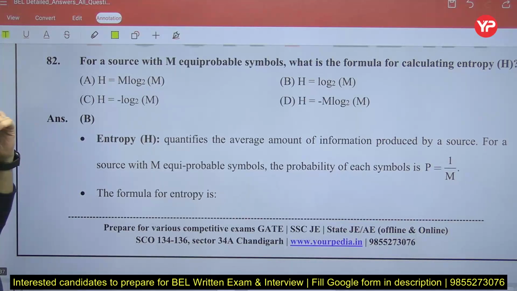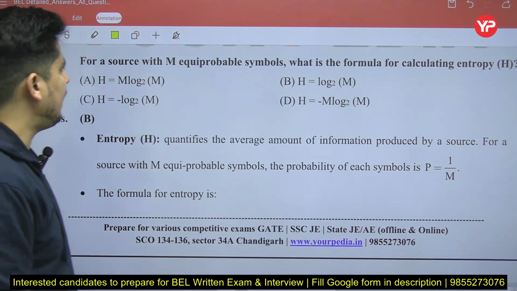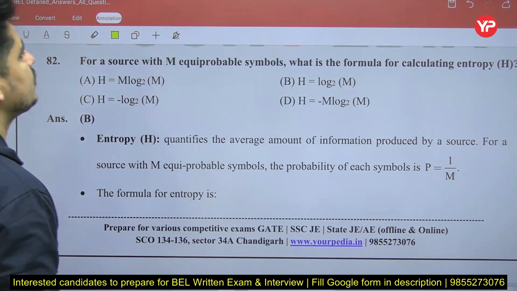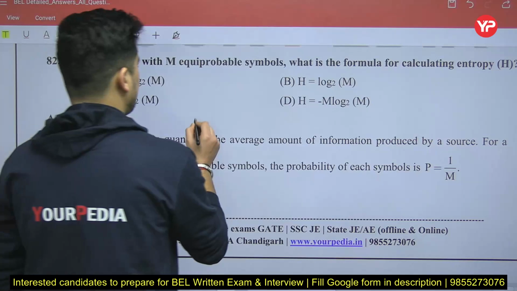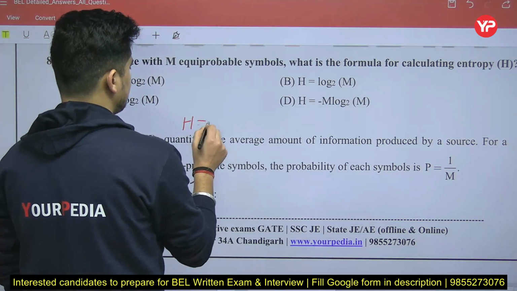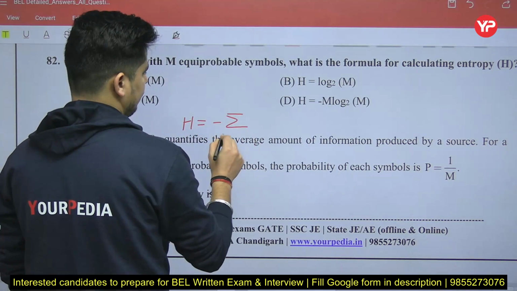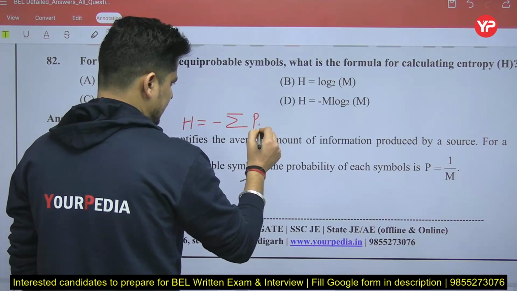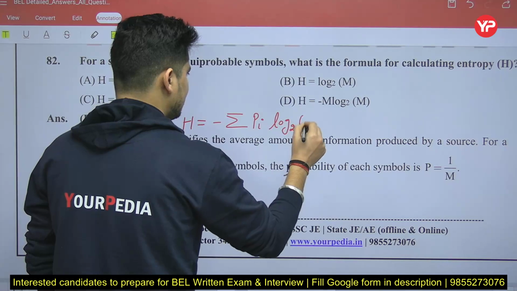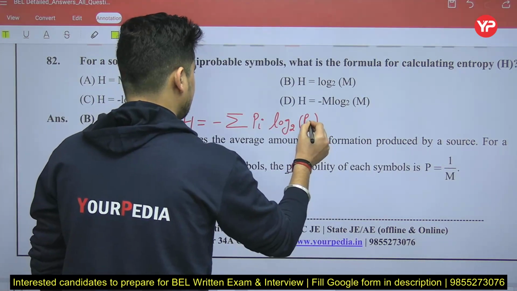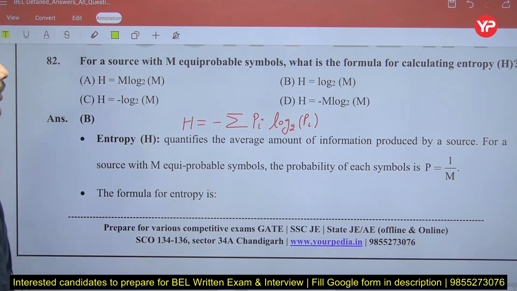Next is, for a source with M equiprobable symbols, what is the formula for calculating the entropy H? The formula for the entropy is minus summation Pi log base 2 of Pi. That is the formula for the entropy.